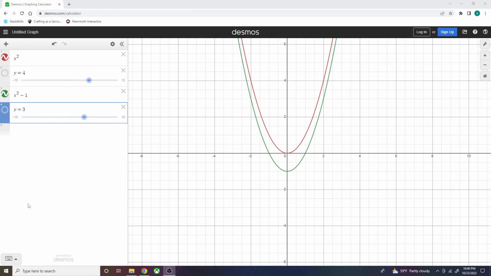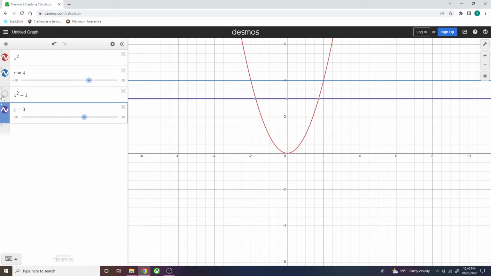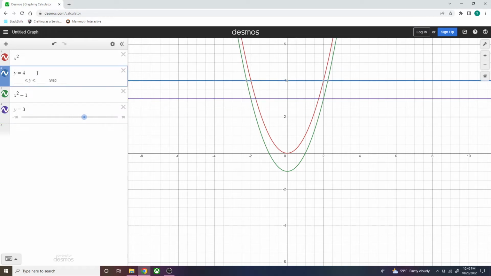However, when we take into account y equals 4, where it crosses x squared, and y equals 3, where it crosses x squared minus 1, check this out. I'm going to highlight blue here, and look at the blue: 2 and negative 2. Highlighting purple: 2 and negative 2. Okay? So while these equations are not equivalent, they're not the same as each other because they result in different graphs, they do, however, have the same solutions.